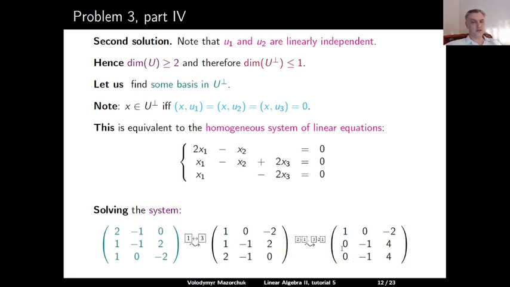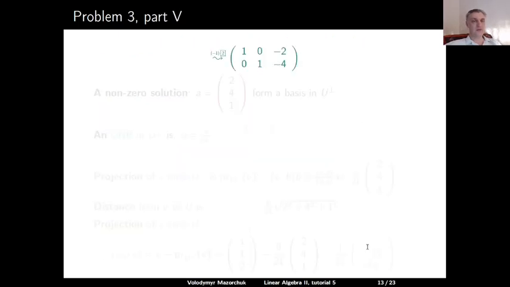And now we see that rows 2 and 3 are the same. So we just delete row 3 and we multiply row 2 by minus 1 in order to have 1 here. If we do that, we get the matrix 1, 0, minus 2, 0, 1, minus 4. And here it's very easy to see that we have a non-zero solution given by the vector 2, 4, 1. So 2 plus 0 minus 2 is 0, and 0 plus 4 minus 4 is 0. So the vector 2, 4, 1 is the solution to this system.